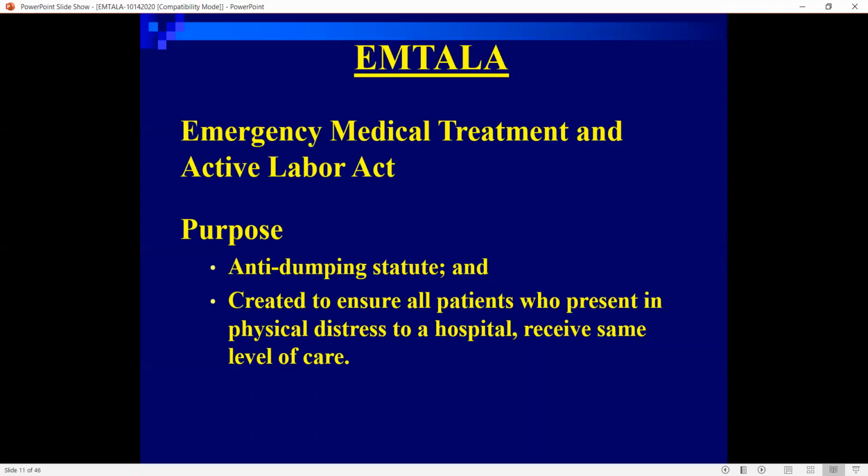And it requires certain things that the emergency room department must do before discharging or transferring a patient. The genesis of this statute was a codified statute that would prevent facilities or physicians from just kicking people out who hadn't received a basic screening. It was created to ensure all patients who present in physical distress to the hospital receive the same type of care. Next slide, please.